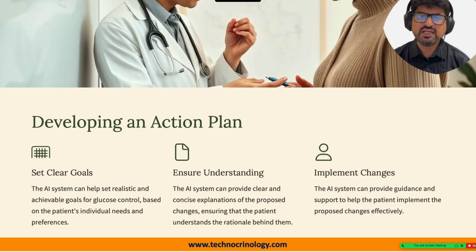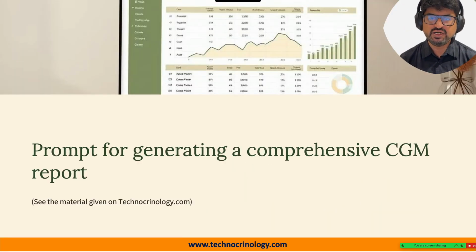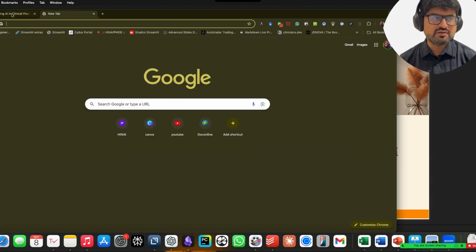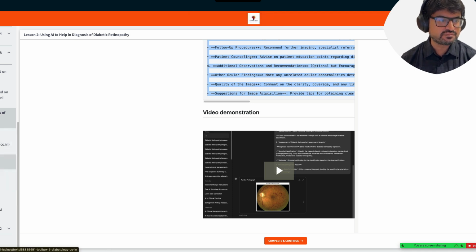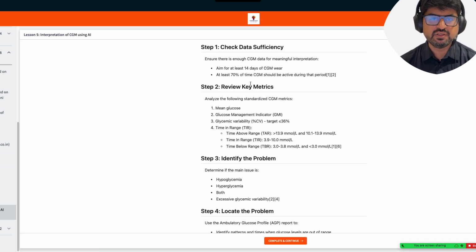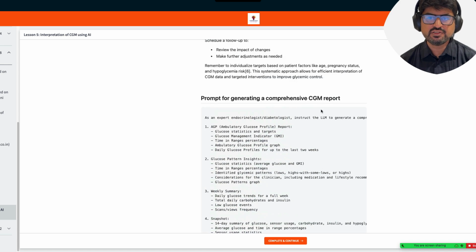Insulin adjustment, meal planning, lifestyle changes. Then you have to develop an action plan, set clear goals, ensure the patient understands that, and implement the changes. Then you follow up with the patient and make further adjustments. So we have written this comprehensive prompt for doing all this. All you need to do yourself is basically use this prompt. So this is the interpretation of CGM. These are the steps which we discussed, and this is the prompt. This is all you have to do.